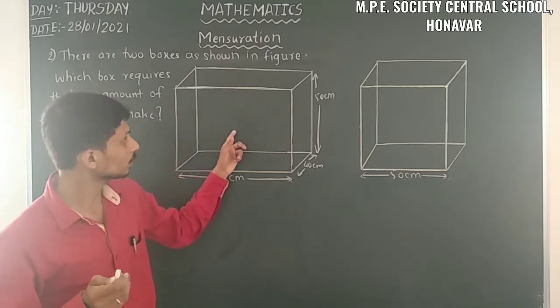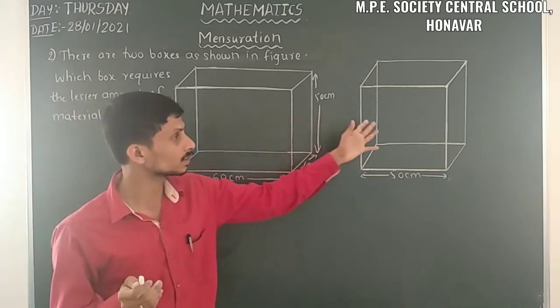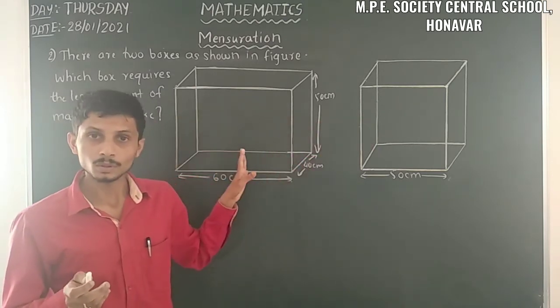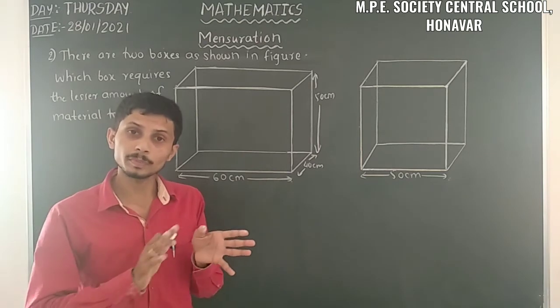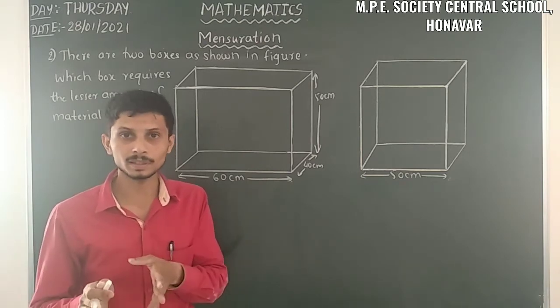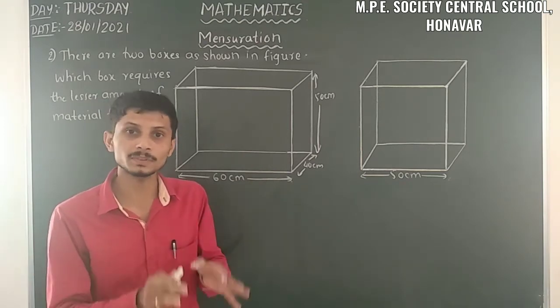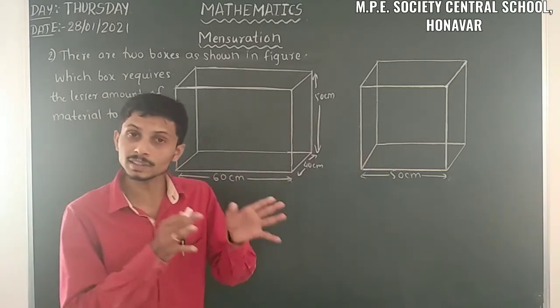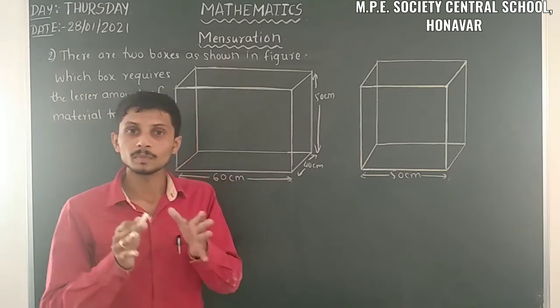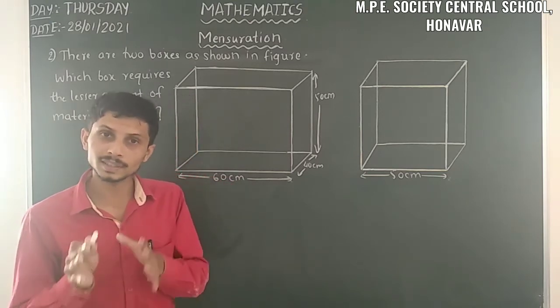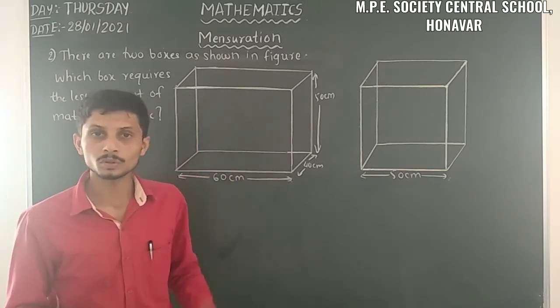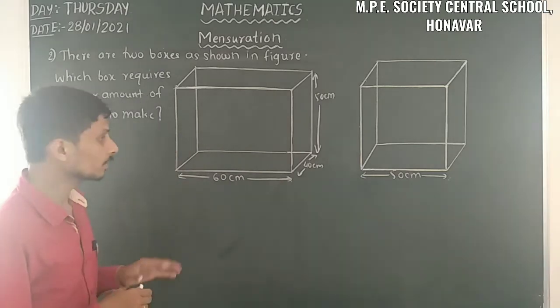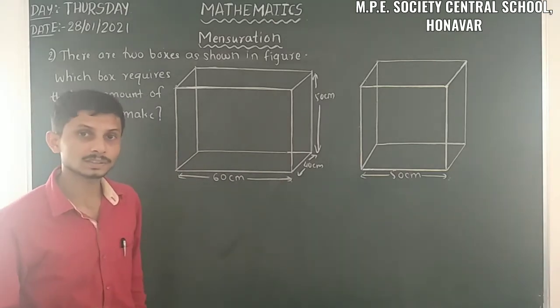So here just observe, this one is the cuboidal, this one is the cubical. That means we have to make a surface area using some of the material. That's why we have to find out the surface area of this cuboid and cube separately. Then whichever is lesser, that box requires lesser material to make. Yes. So then we have to find out the total surface area separately.